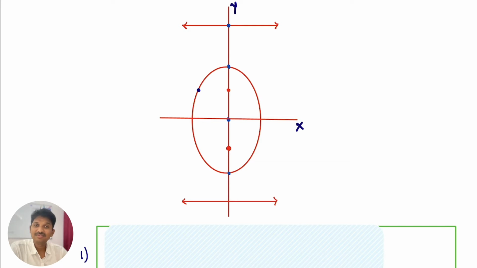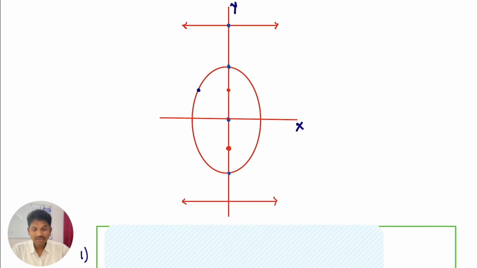This is third class in ellipse topic. In first class, we learned definition of ellipse and we derived its equation. In second class, we learned what is standard form of ellipse equation and what are the formulas related to it.